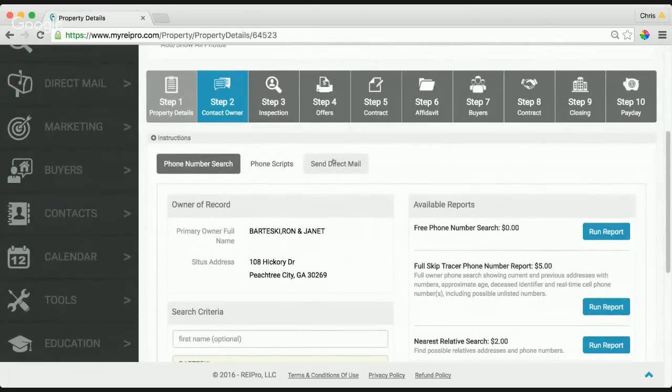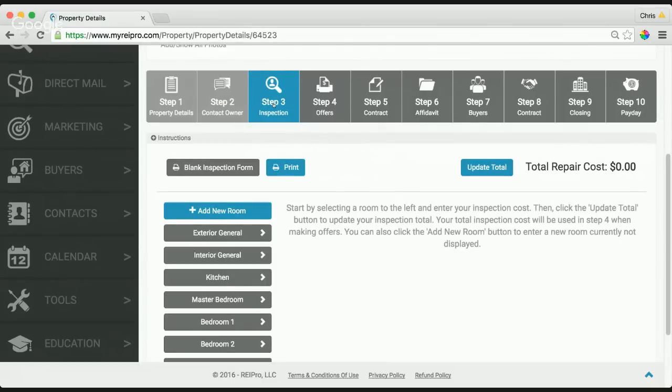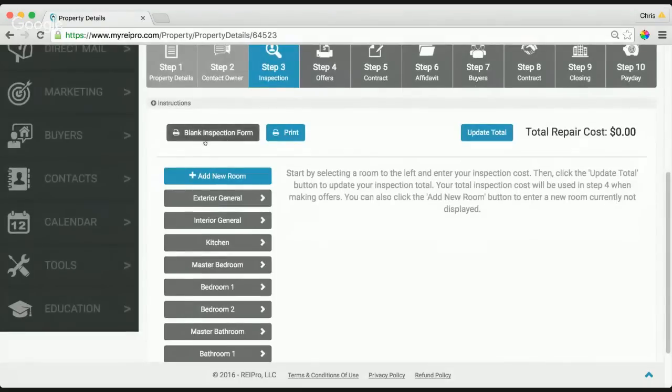So if I can't find a phone number in wholesaling, I need to send direct mail. That could either be a letter or a postcard. We then move into step 3, which is property inspection. And this is where I'm going to enter in all the costs for my inspection form. We have a blank one here that you can manually take to the house. You can use REI Pro on any smartphone, tablet that you have internet access to. So you could also do it from one of those devices as well. And then you can print that report.